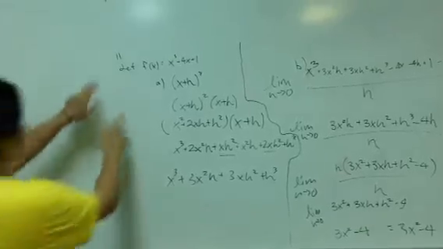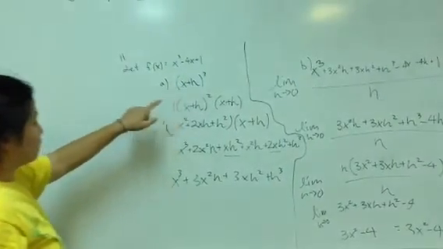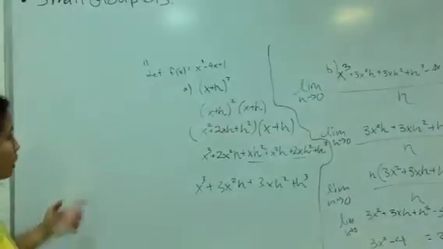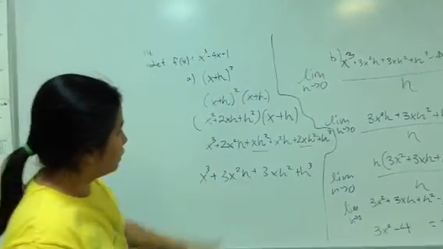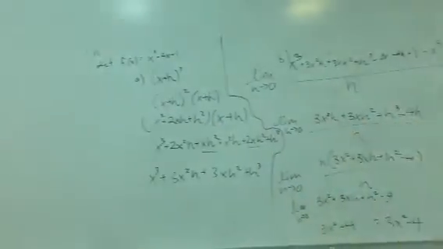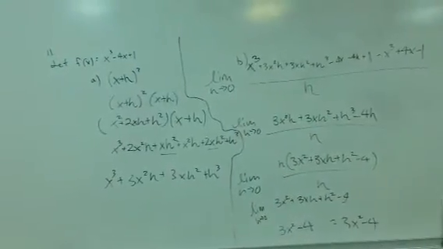So for question A of 11, it's x plus h quantity cubed. You just multiply it out and end up with this. And then for B, you implement this with the definition of the derivative.